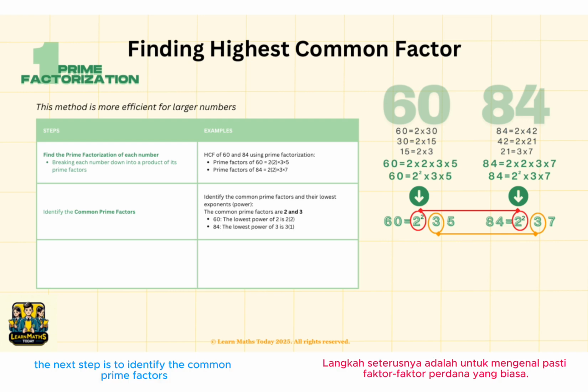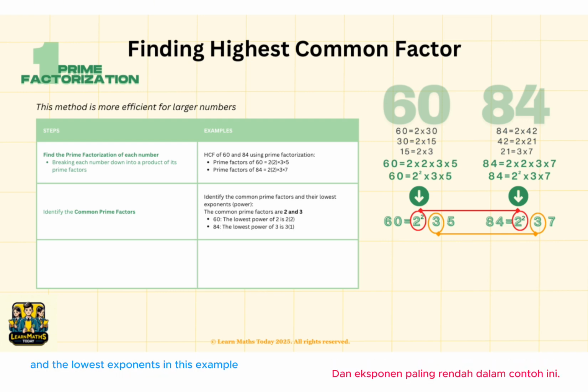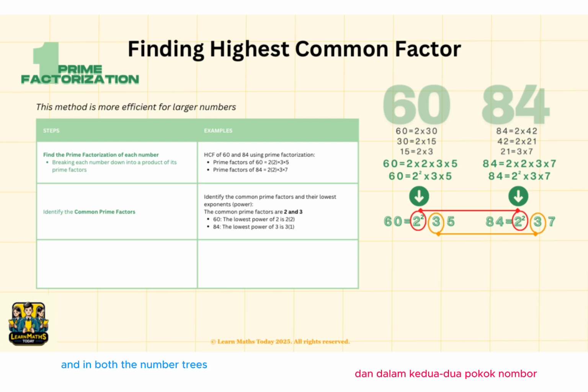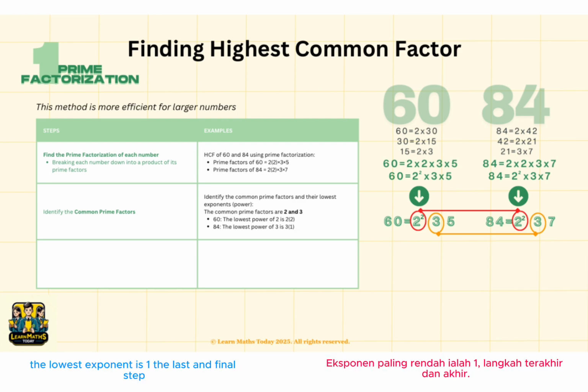The next step is to identify the common prime factors and the lowest exponents. In this example, the common prime factors for 60 and 84 are the number 2 and the number 3. In both the number 2's, the lowest exponent is 2. And in both the number 3's, the lowest exponent is 1.